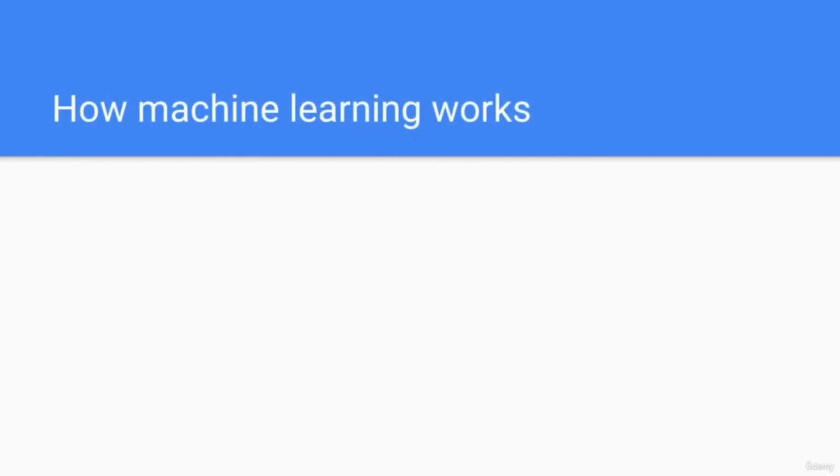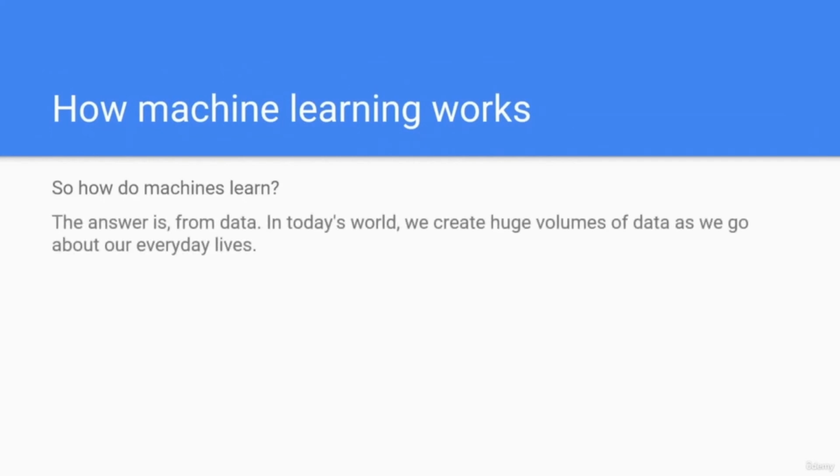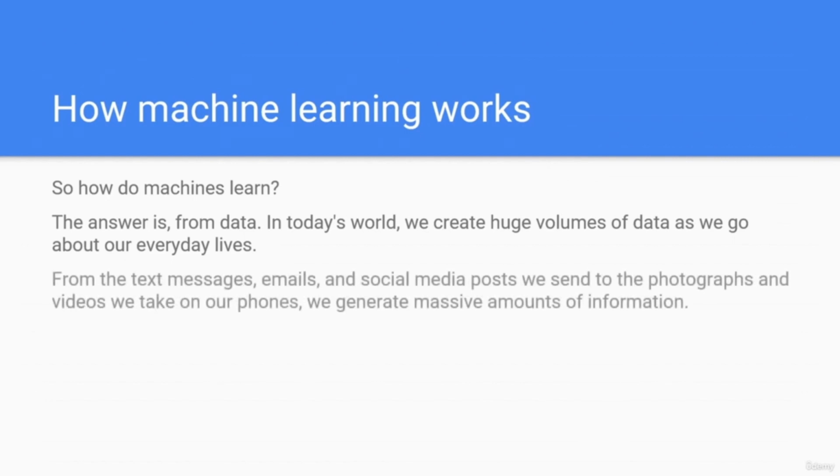So how does machine learning work? How do machines learn? The answer is from data. In today's world, we create huge volumes of data as we go about our everyday lives. From the text messages, emails, and social media posts we send to the photographs and videos we take on our phones, we generate a massive amount of information.